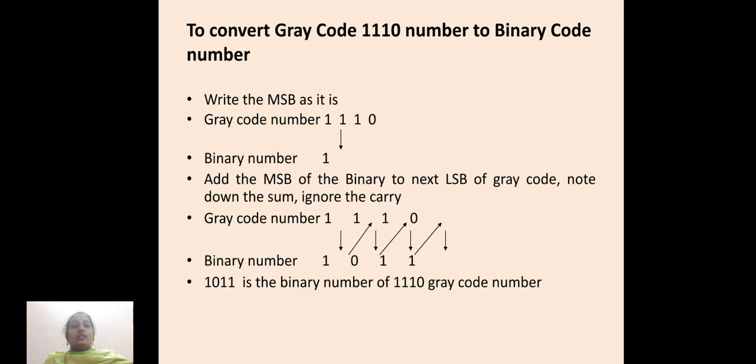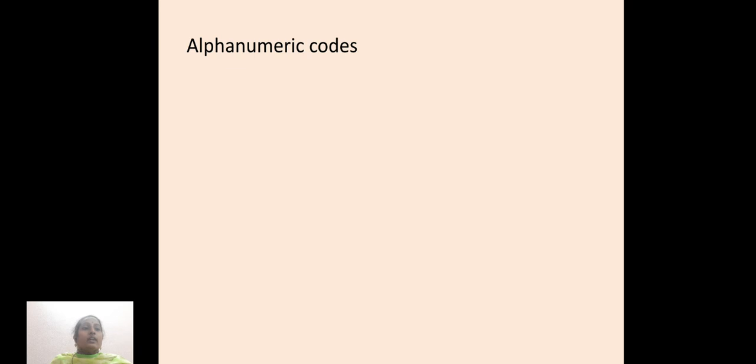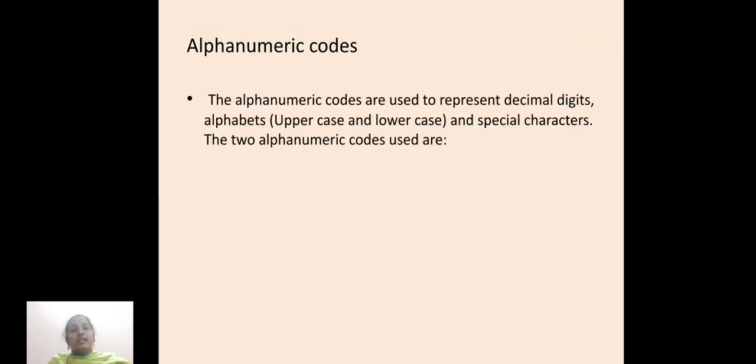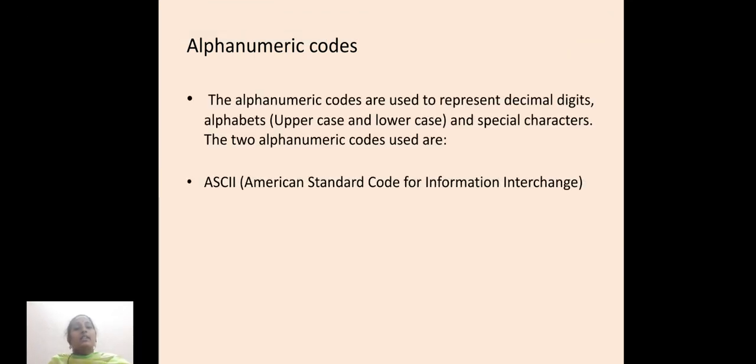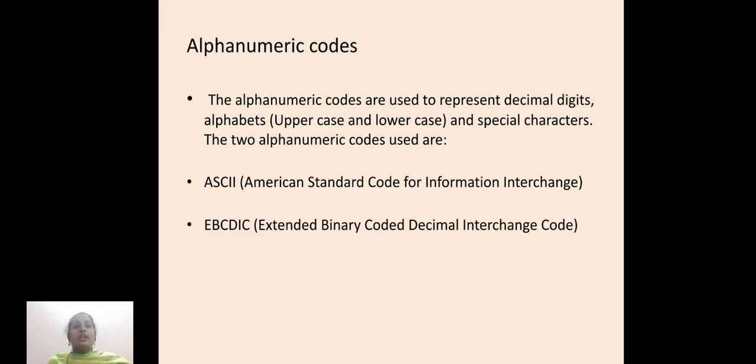Like this. So this is gray to binary. And coming to the alphanumerical code, see here, alphanumerical is the mixing of decimal digits as well as alphabets: uppercase letters, lowercase letters, and special symbols like the and symbol, question mark symbol, apostrophe symbol. If any system has the combination of numerical digits and also uppercase and lowercase letters, then the code is called ASCII code, American Standard Code for Information Interchange.